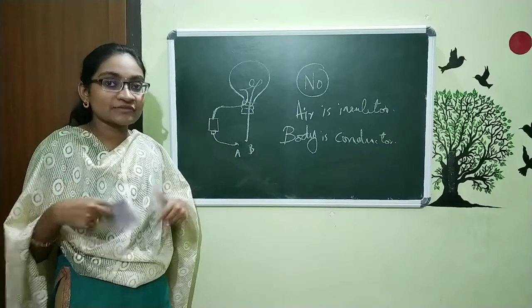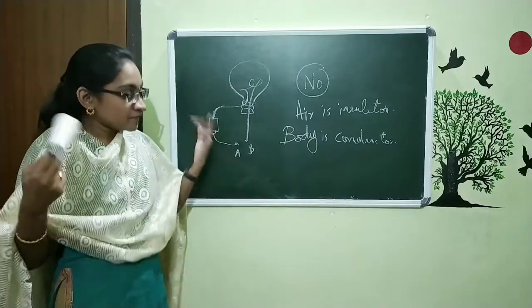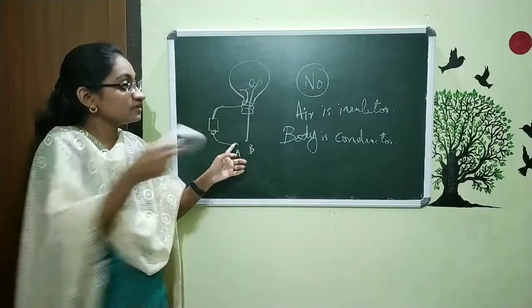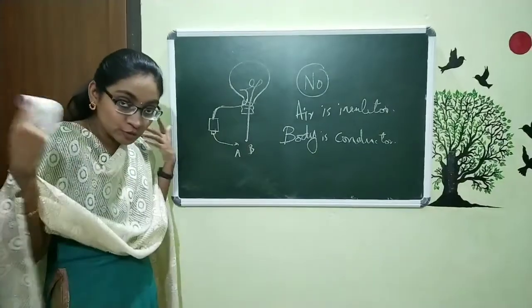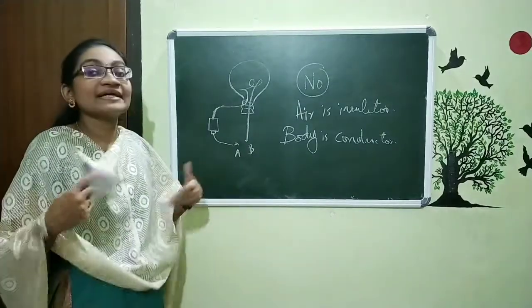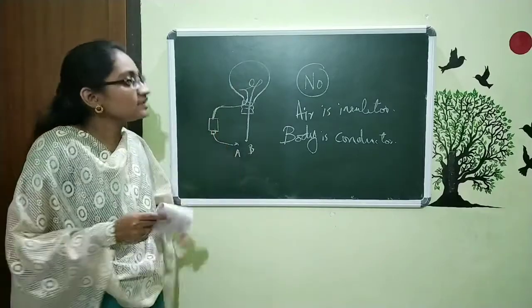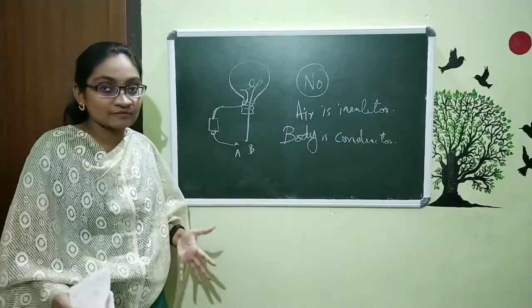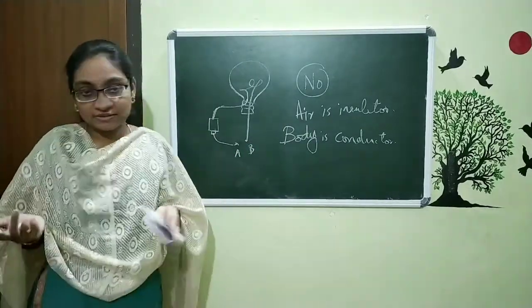Suppose our body were an insulator, then what happens? No electric shock would occur. What happens is that through our body, when I touch here, the electricity flows through my body and transfers to earth. That's how I get an electric shock. Don't touch such circuits. So we can say air is an insulator, but our human body is what? A conductor. So finally our chapter is over.